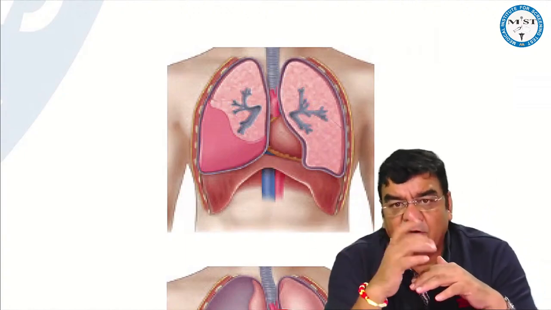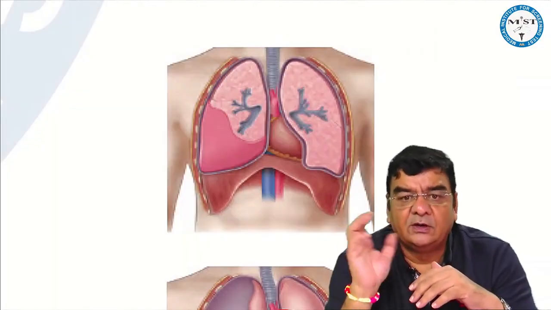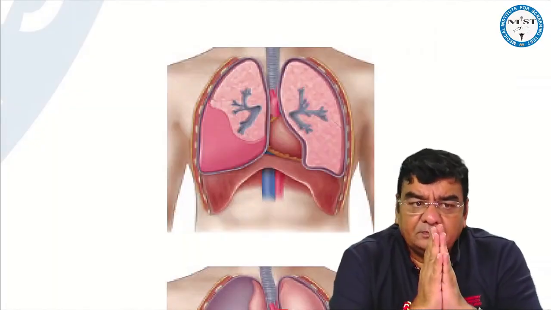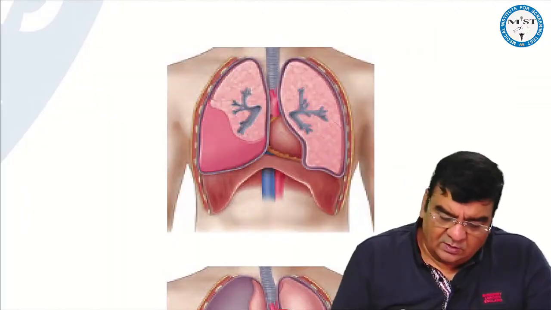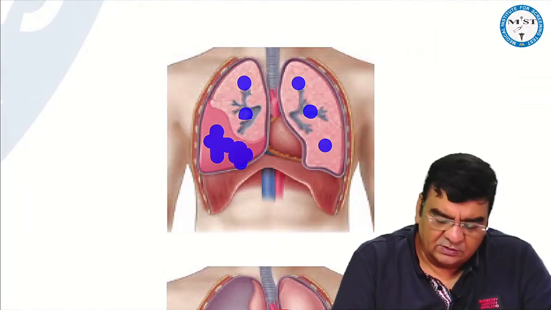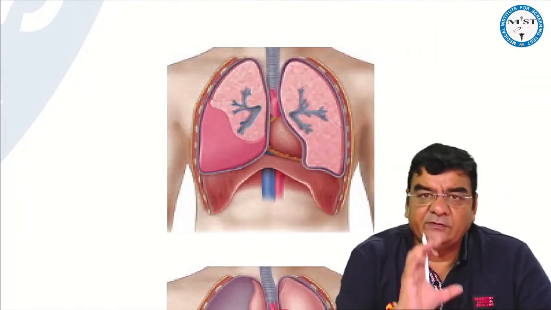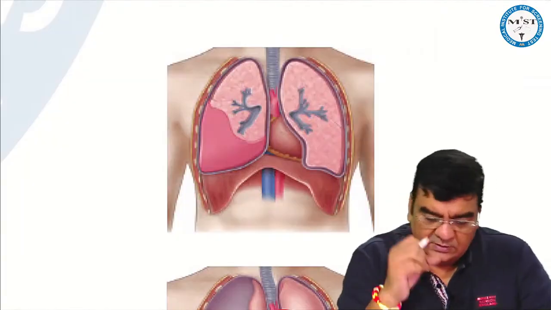Percussion is done with the middle finger on the middle finger, and the movement in percussion occurs at the wrist joint. While auscultating, obviously, here we can find normal breath sounds, but here we will not find the breath sounds. So breath sounds may be diminished or absent, and that will give us an idea about the lung collapse.